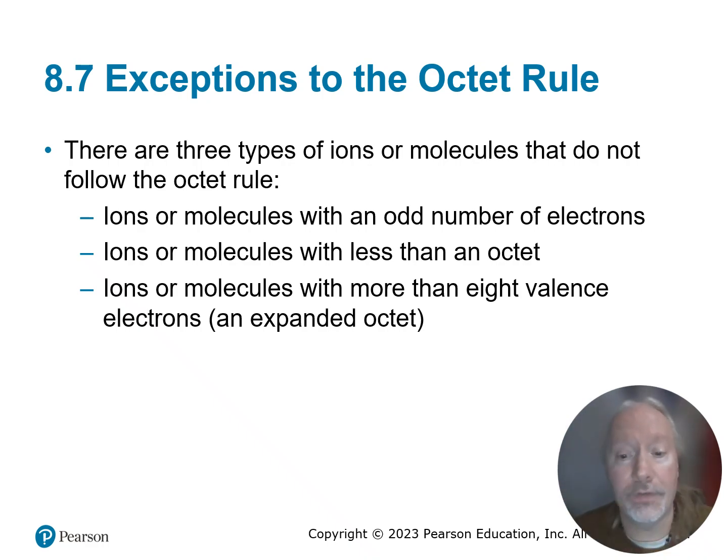This is going to be the end of chapter 8 and very important stuff. There are exceptions to the octet rule, and we're going to find out reasons why. We're going to find out that some molecules have an odd number of electrons. We haven't seen that yet. We're going to see that some ions or molecules will have less than an octet. They won't obey the octet or 8 electron rule. And then we're going to see molecules that have more than 8 valence electrons and they have an expanded octet, and you can imagine they involve d orbitals.